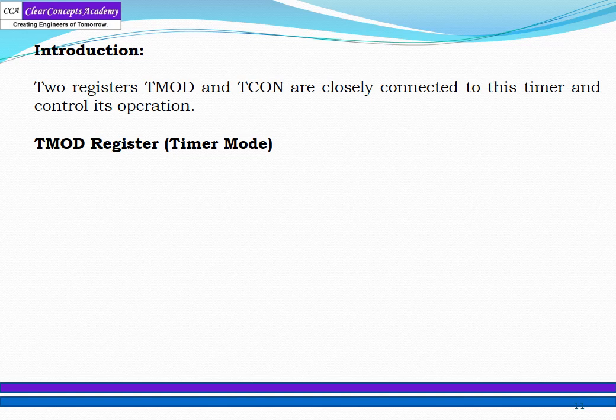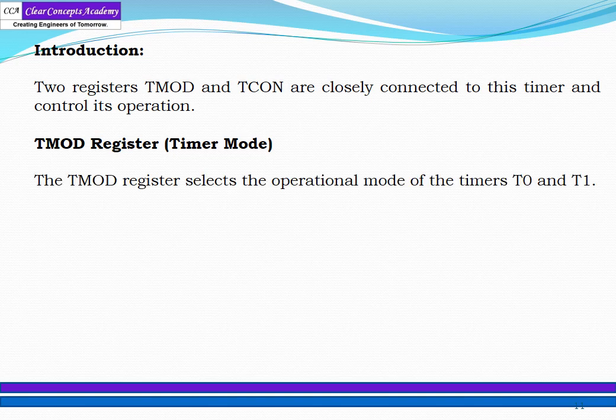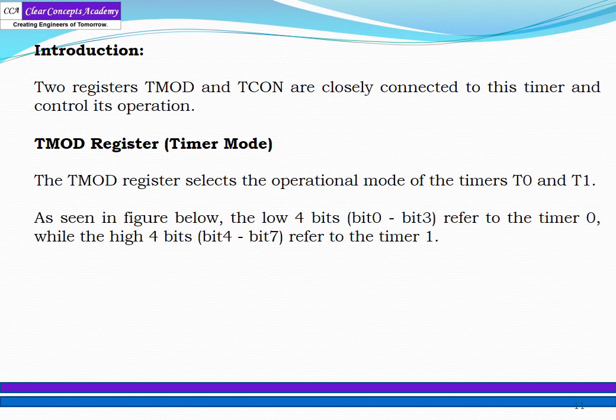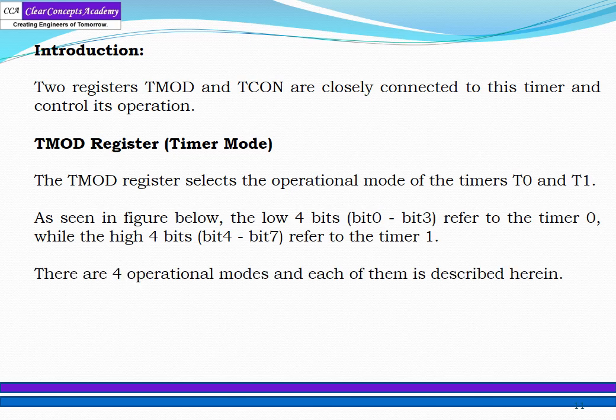TMOD register, that is timer mode. The TMOD register selects the operational mode of timer T0 and timer T1. As seen in the figure below, the low 4 bits, bit 0 to bit 3, refer to timer 0, while the high 4 bits, from bit 4 to bit 7, refer to timer 1. We have seen there are 4 different modes of timer, and each timer can be used in all these 4 modes. So how will this be selected? There are 4 operational modes, and each of these is described here.